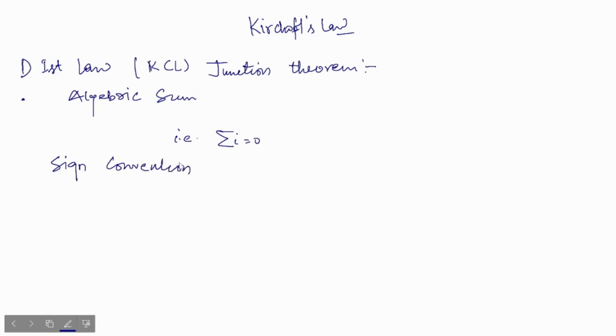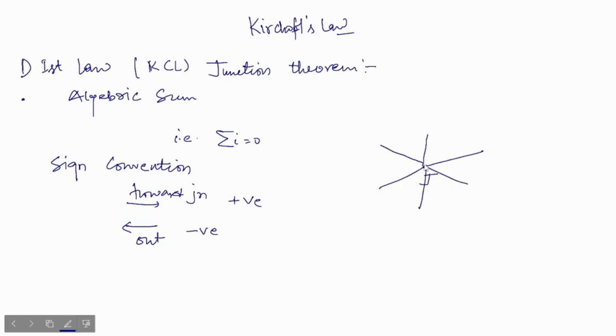The sign convention is that the current heading towards the junction is taken as positive, and the current which is leaving the junction, or going out of the junction, is taken as negative. Suppose at a junction, let's say J, there are currents coming in and going out.